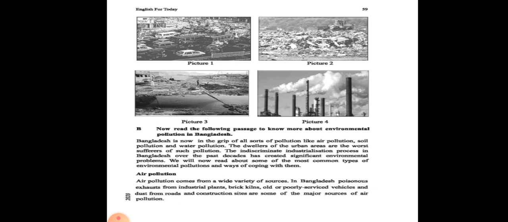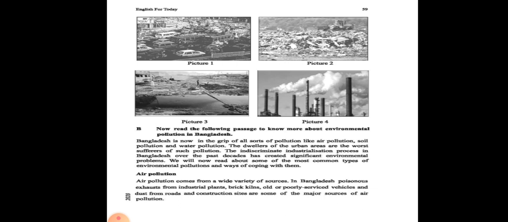And you know, you have to know some important vocabularies, and you will face some new words, okay. So let's start. You can see in the passage, Bangladesh is now in the grip of all sorts of pollution, like air pollution, soil pollution, and water pollution. The dwellers, yes, the city dwellers and the inhabitants of the urban areas, are the worst sufferers of such pollution. The indiscriminate industrialization process in Bangladesh over the past decades, the last 10 years, you know, the duration of 10 years, has created significant environmental problems. We will now read about some of the most common types of environmental pollution and ways of coping with them.